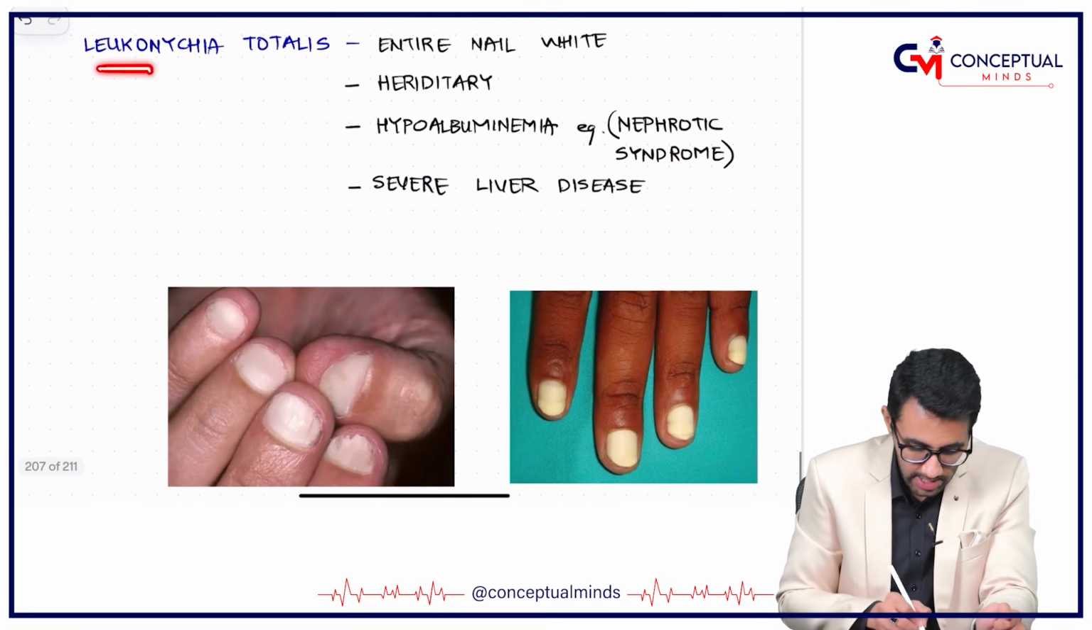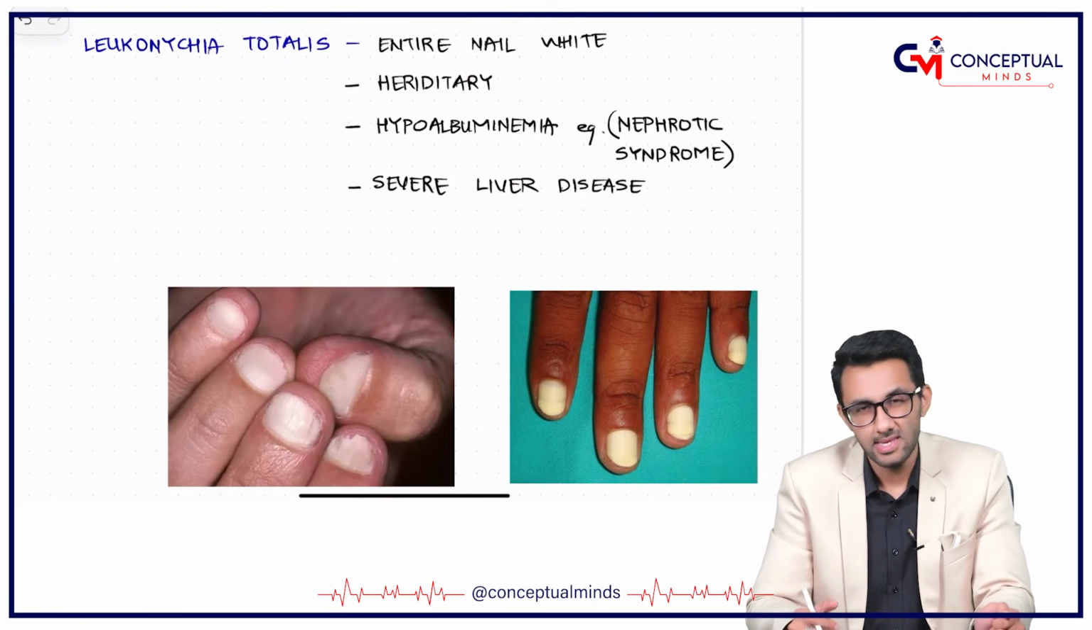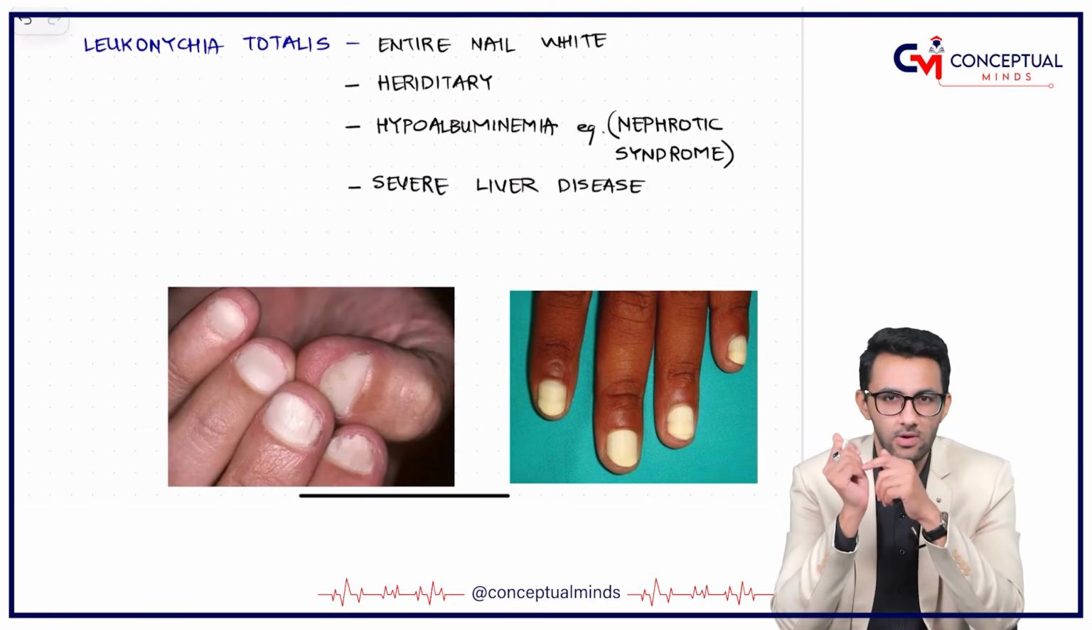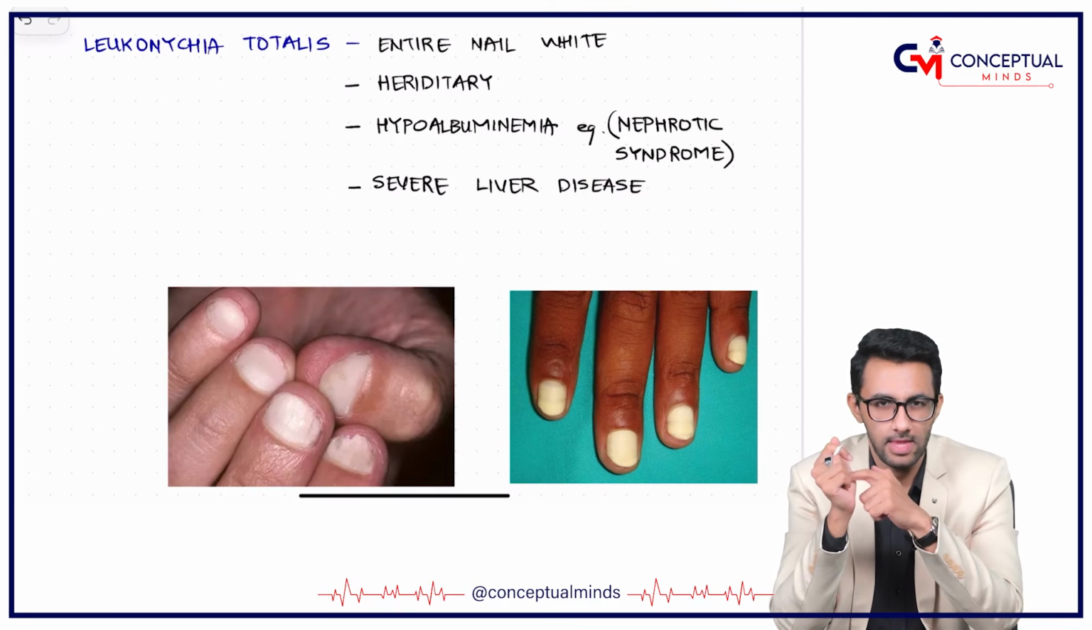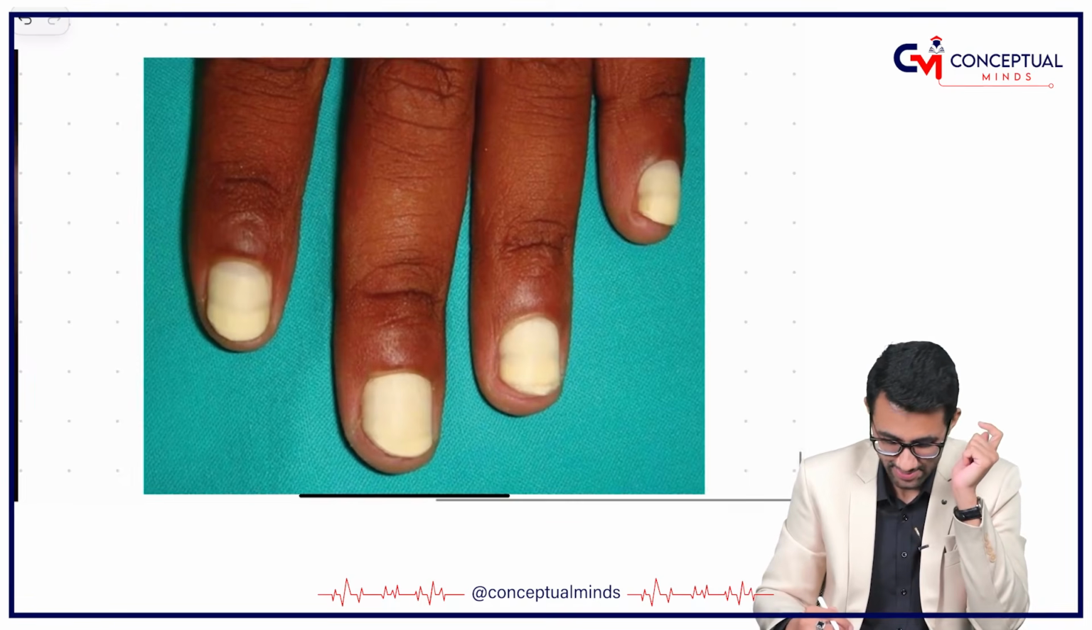This is the leukonychia totalis. The entire nail is covered. It is just as if somebody put white nail paint on top. It is just as white as that. Too white, to be true.